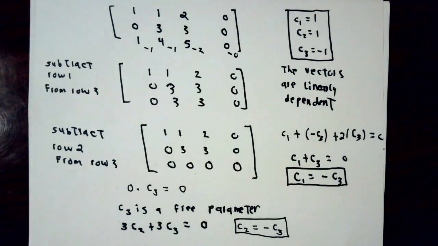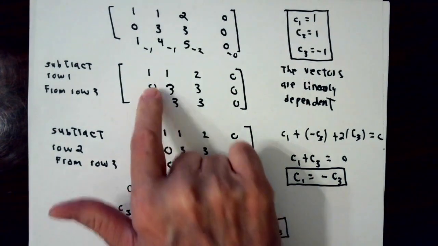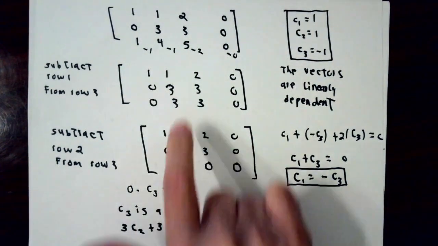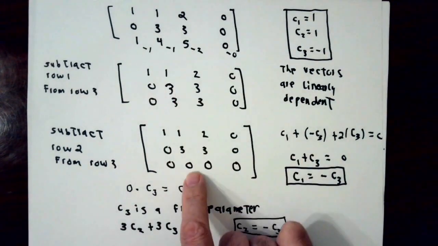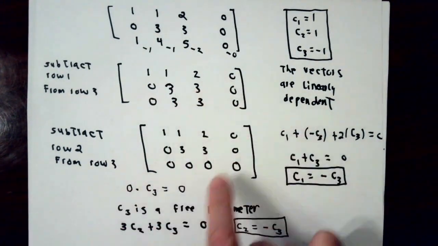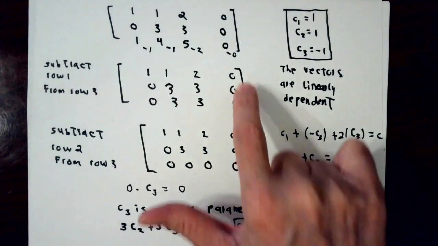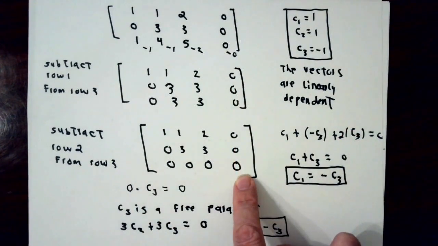An observant person will notice there's going to be some trouble here, but in case you didn't, I'm going to take row 2 and subtract it away from row 3. 0 minus 0 is 0. 3 minus 3 is 0. 3 minus 3 is 0. And 0 minus 0 is 0.